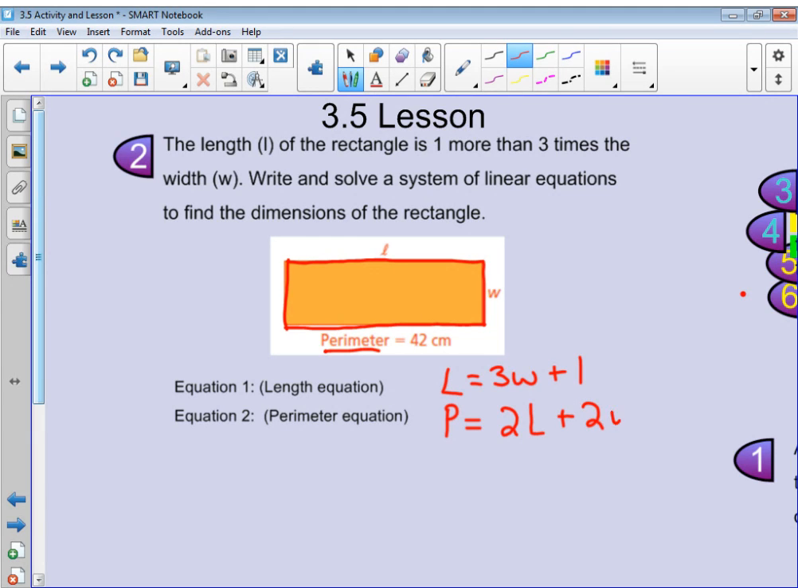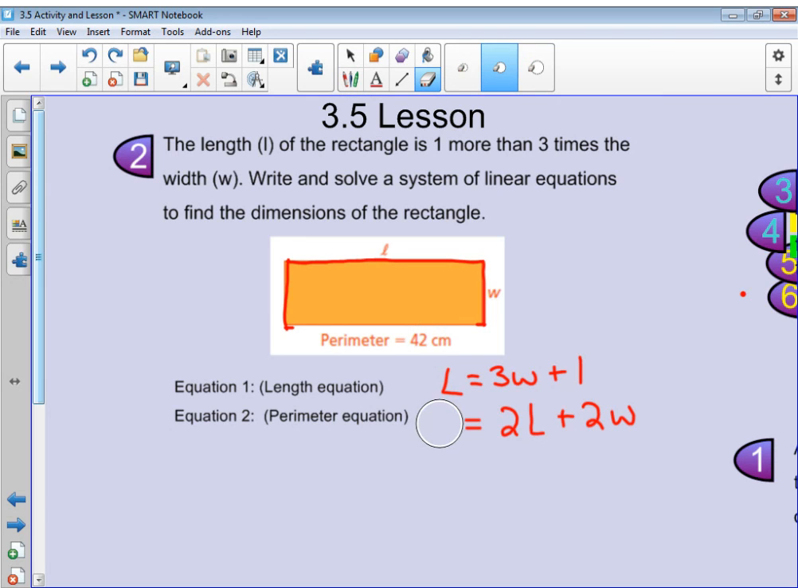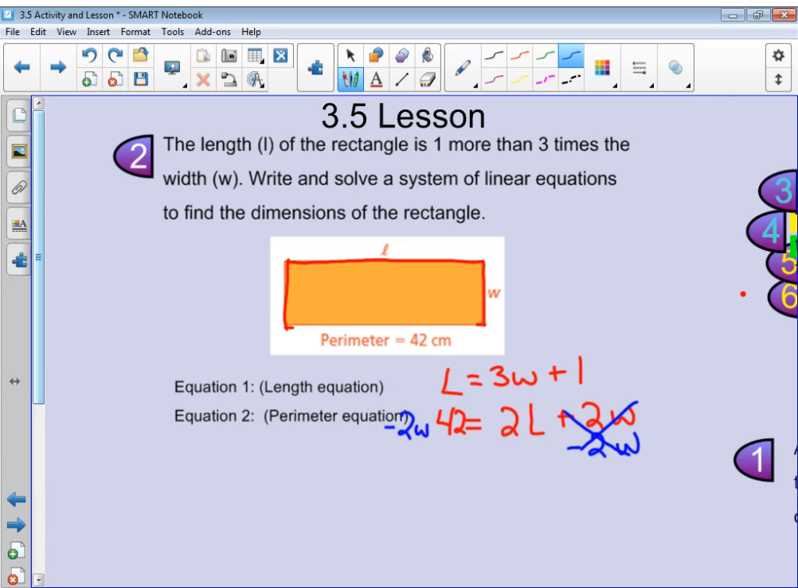plus 2 widths. Okay, but the thing is I've never had 3 variables, but notice here they're telling me the perimeter right here. Right here's my perimeter of 42, so I'm going to substitute that in for this P. Okay, so there's my 2 equations, and I want them both in the L equals format because I have to figure out what the L is. Okay, so if I want to get L by itself in this bottom equation, I would have to do minus 2W. So minus 2W, and that's a positive 42, divide by 2, divide by 2, divide by 2.